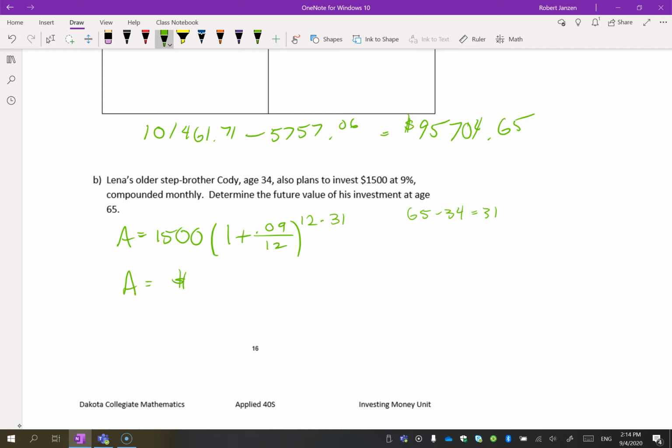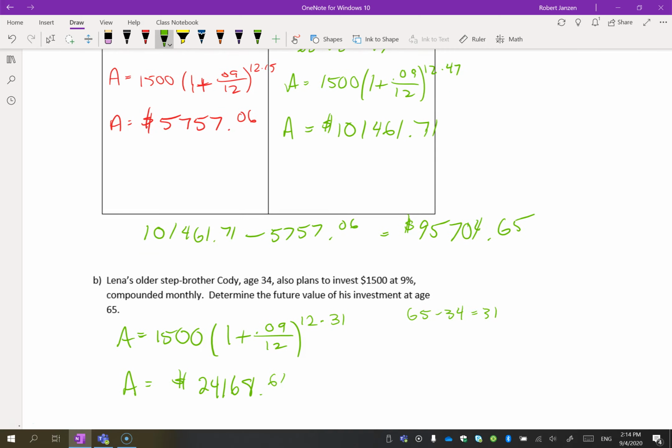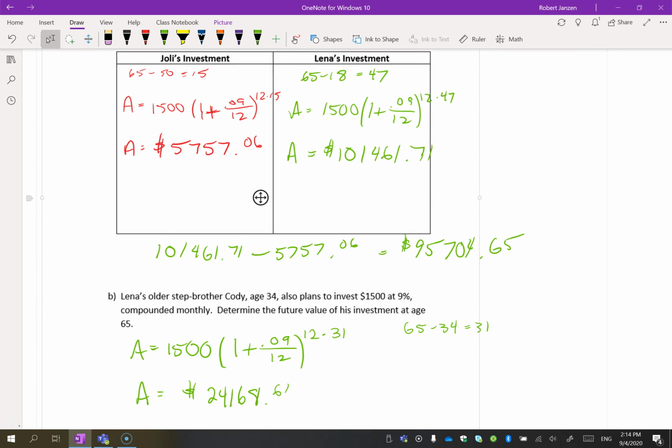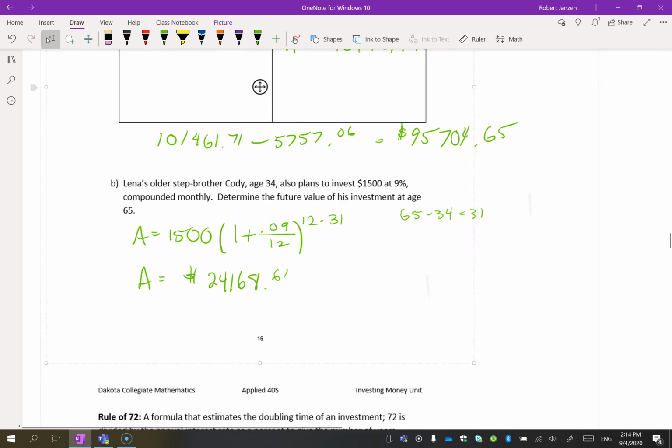So this is $24,168.61. Again, emphasizing that the longer you put something in, the more money it's going to grow. I mean, look at how crazy this is. This is only $24,000 compared to $101,000 just for a few more years. Okay, compound interest, the longer you leave something in, the more it's going to grow.